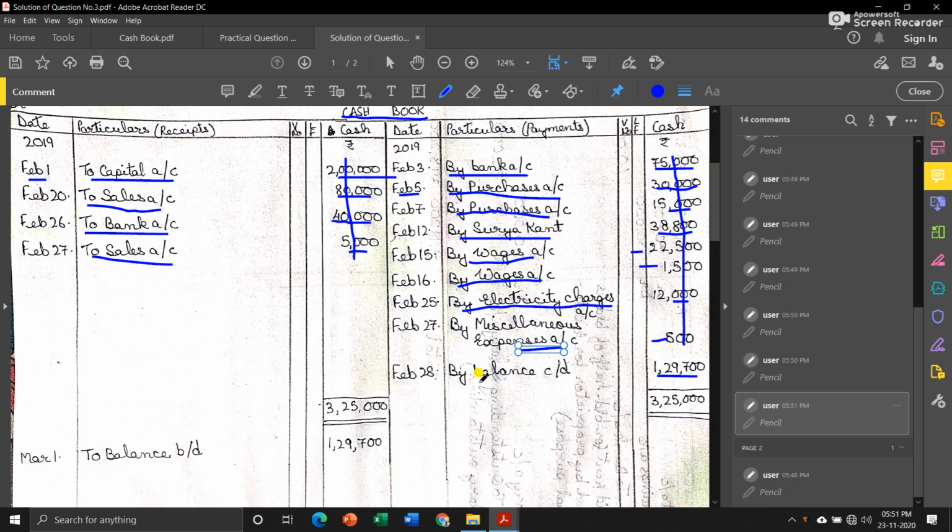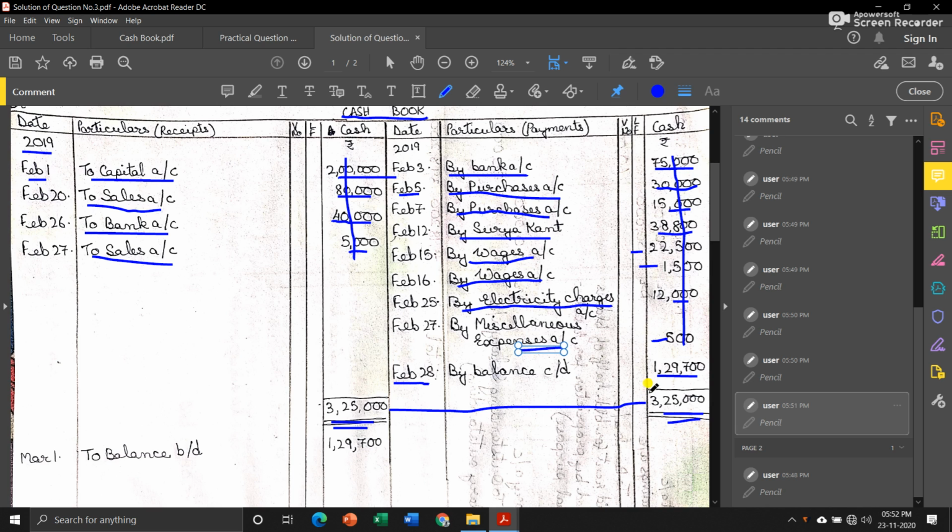And remember, we balance the cash book on the last date of every month. Since this is 2019, the February month will have only 28 days, so we write by balance carried down on February 28, 1,29,700. Now you can see that the total of both sides are equal, 3,25,000, 3,25,000, and remember, both the total amounts should be in a straight line. After that you have to draw a double line, showing we are closing the cash book for a particular month.